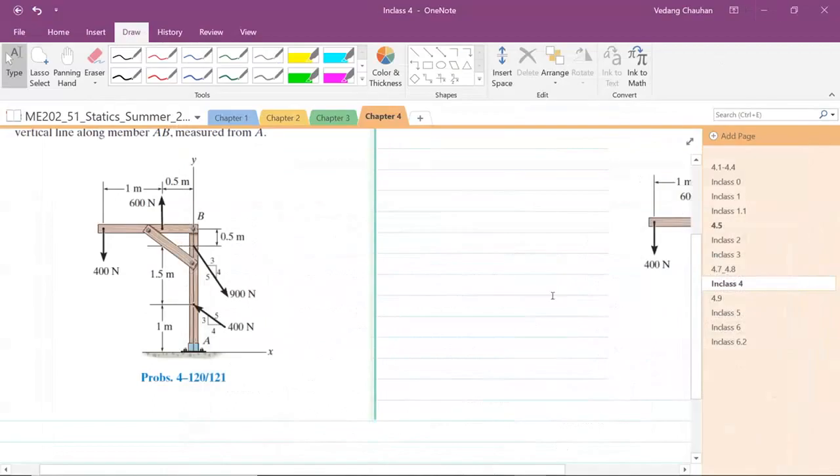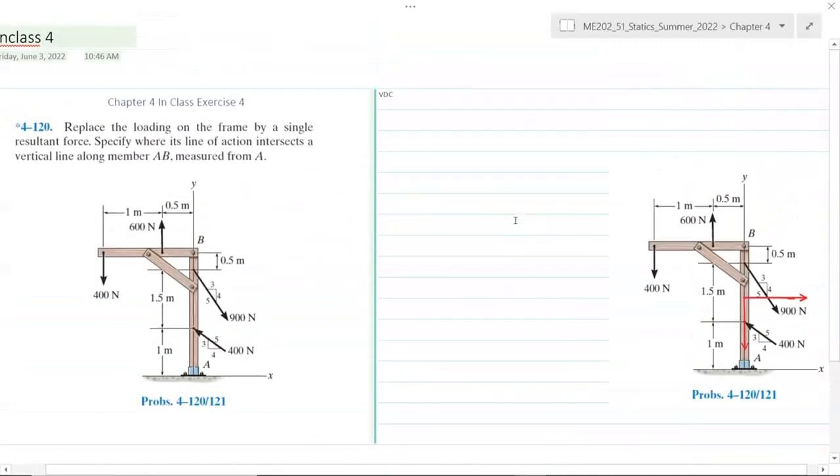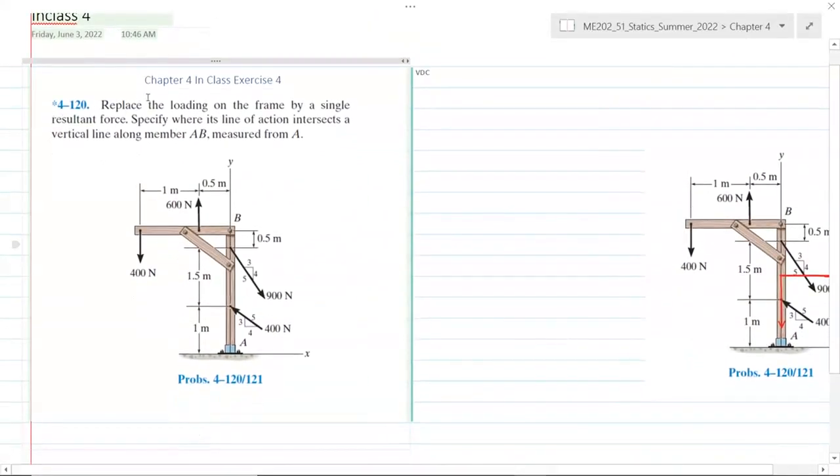In class exercise 4, chapter 4. Replace the loading on the frame by a single resultant force. Specify where its line of action intersects with a vertical line along member AB measured from A.